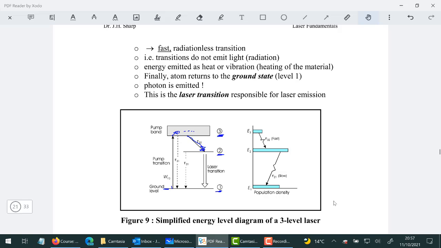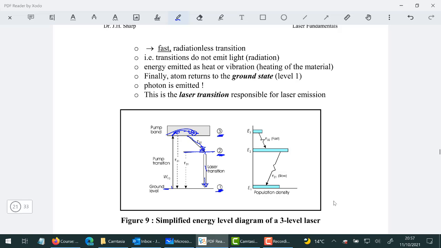And what we would like, remember what we're trying to do is to get more atoms in level 2 than in level 1. So what we'd like is for them to go up into the reservoir quickly and then fall down and start to fill up level 2 as quickly as possible. Now, we'll need them to hang around in level 2 so we can get enough atoms up into level 2. So we need them to stay in level 2 for a little while. In other words, the spontaneous emission must be quite weak. And then we get the laser transition going down from level 2 back to level 1.